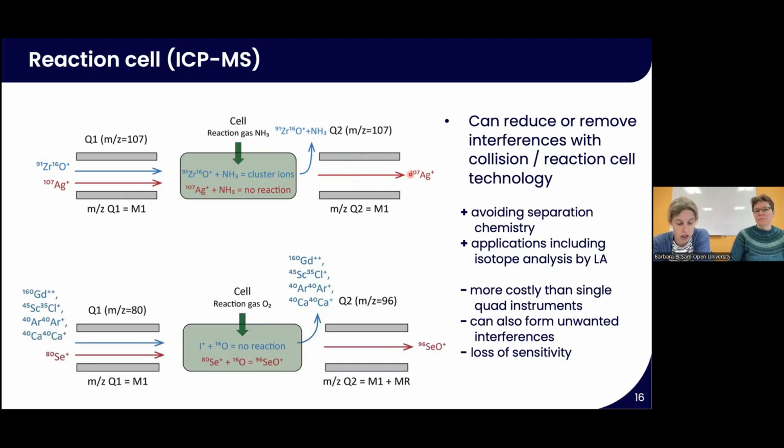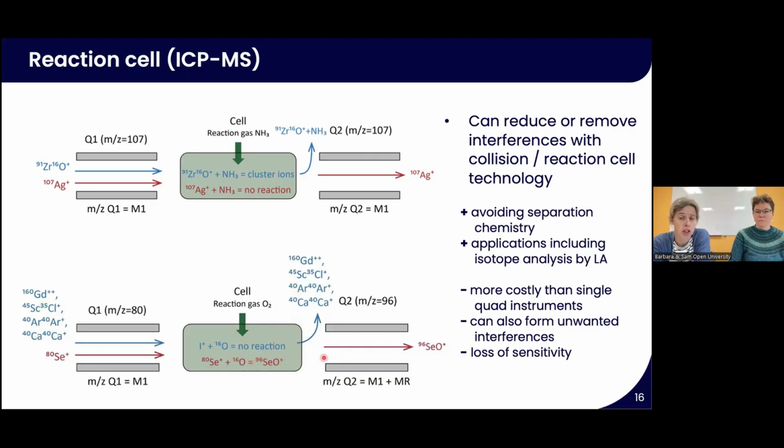The second example is mass shifting. An example of what we do in our lab here is using oxygen in the cell and measuring selenium. Again, selenium is in very low concentrations in the samples that we're measuring, and it suffers from a whole host of interferences that you can see here that have the same mass to charge ratio as the selenium that we're looking at. But selenium forms a very exothermic reaction with oxygen. So it means that in the presence of oxygen, the reaction is incredibly likely to proceed, whereas for the interferences, this reaction is not going to proceed.